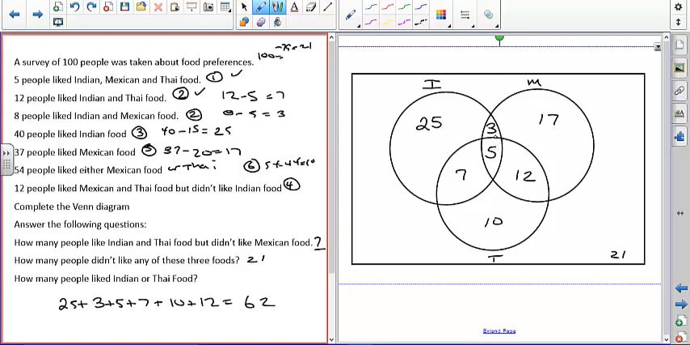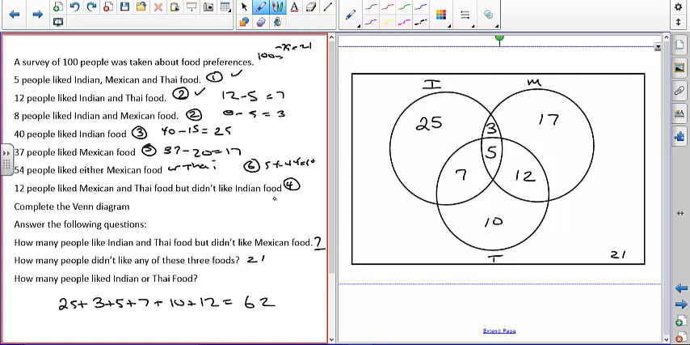Sometimes if you've got 3 out of the 4 contributions to a particular set inside a circle, then you can use subtraction. In this case, 40 people liked Indian food. I knew I'd already had 3 out of the 4 taken care of: 7 plus 5 is 12, plus 3 is 15. So this has to be 25 to add up to 40.